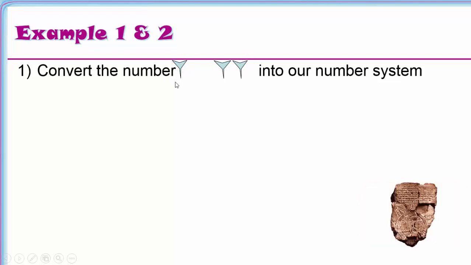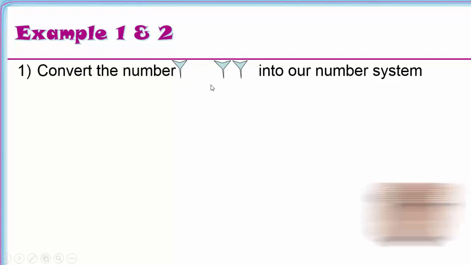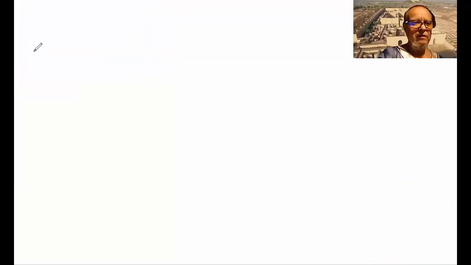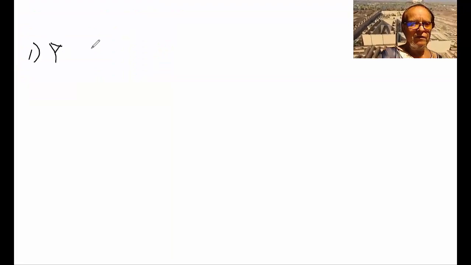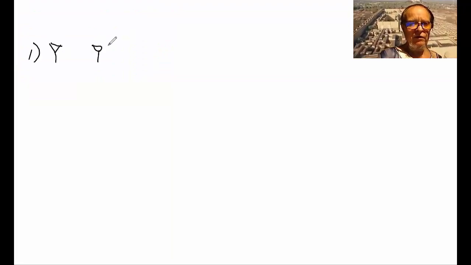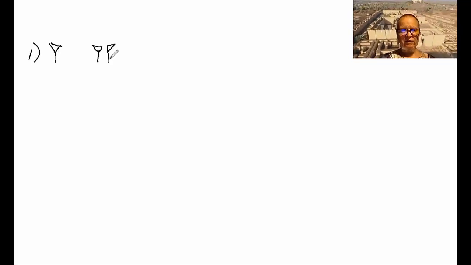In example 1, we're asked to convert this number in Babylonian into our number system. So let us go over to the whiteboard and work this out in detail. Here we are asked to convert Babylonian into our usual base 10 system.